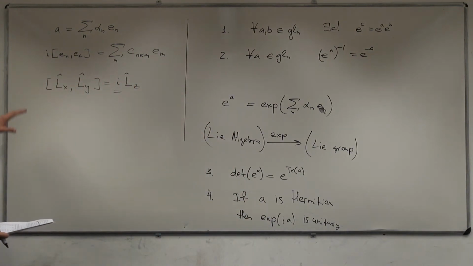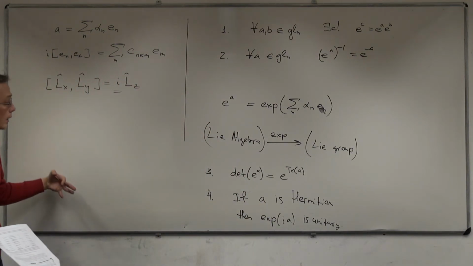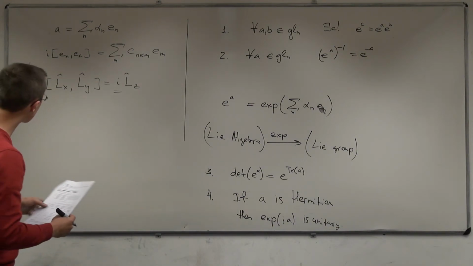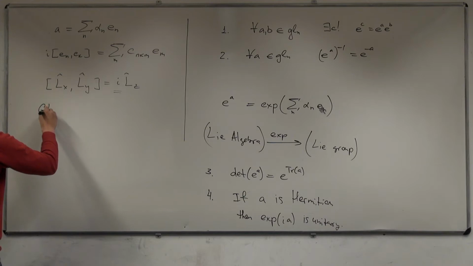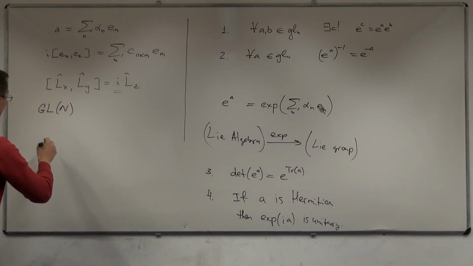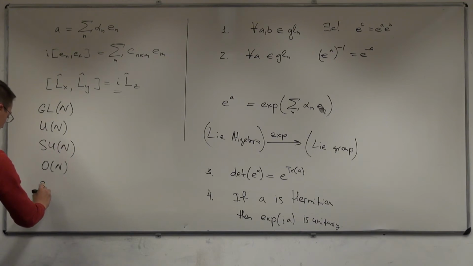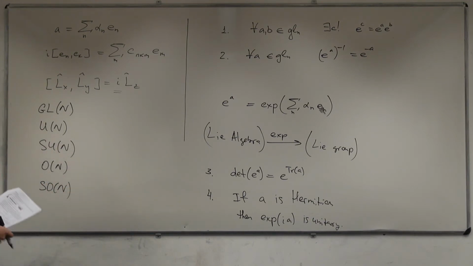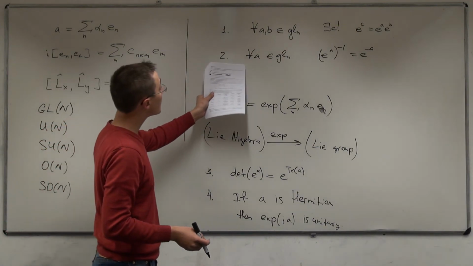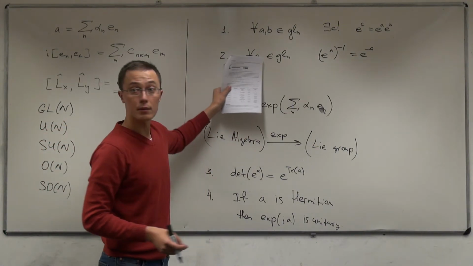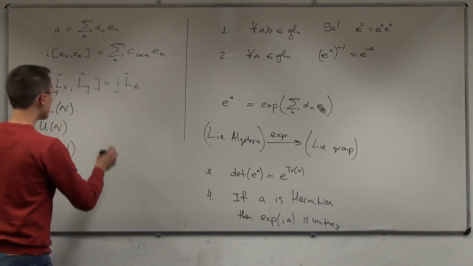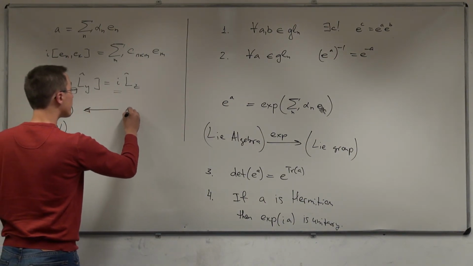Okay, let us now remember the list of the groups that we had and try guessing the corresponding algebras. We had GLN, we had UN, we had SUN, we had ON, we had SON. So GLN is the biggest group of all invertible matrices. The only thing that we require is the property that's already there for every matrix exponential, and so the corresponding algebra would then be GLN.